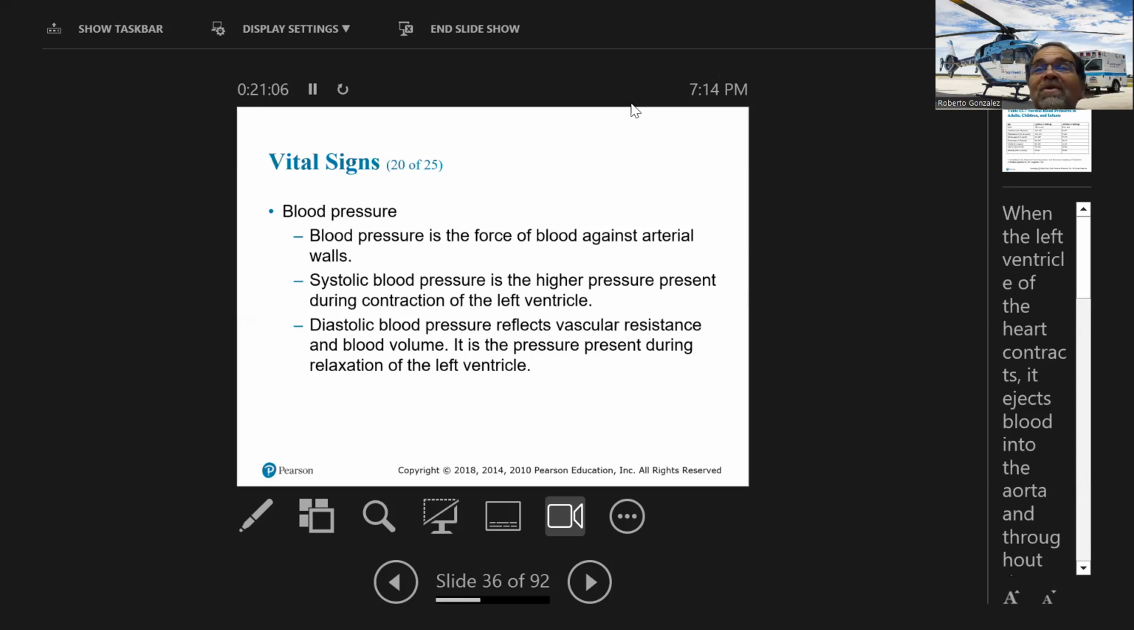Blood pressure. Now, blood pressure is another set of vital signs that we check. Blood pressure is the force of blood against the arterial walls. And when I drew the drawing, whatever pressure that gulp of blood is actually putting against the wall is systolic, and whatever's left behind is your diastolic.